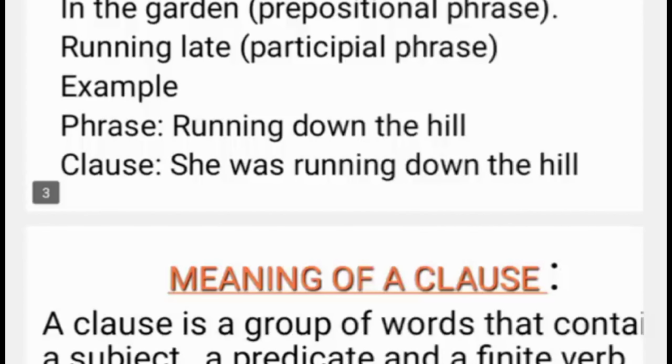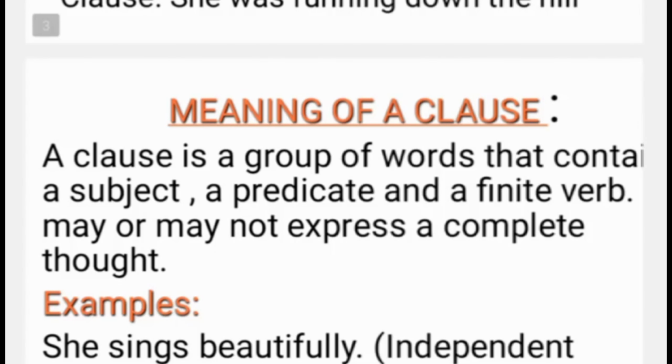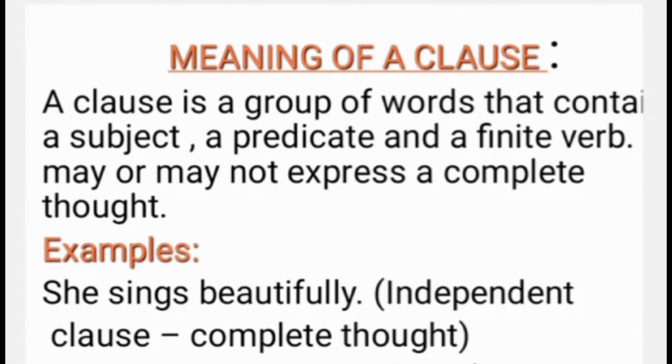But the clause here clarifies everything. She was running down the hill. Who is running down the hill? She. Do you not see the performer of the action here? The finite verb is also here. She is the subject. Was is the finite verb.